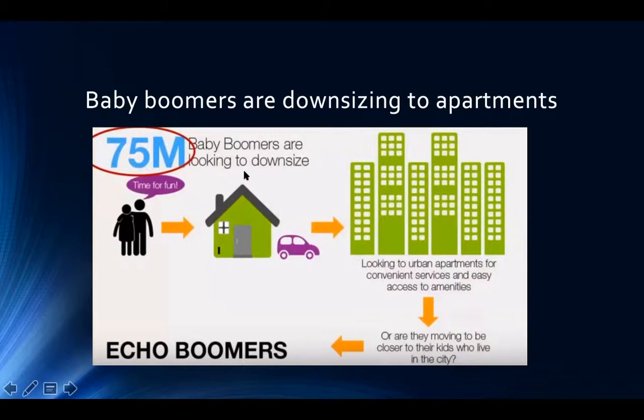This population is turning to apartments because they enjoy the conveniences and the amenities. They don't have to deal with the maintenance. They don't have to deal with a lot of sets of stairs if they don't want. They are being called echo boomers. And they like to move closer to their kids and where they can have amenities and conveniences. They are not looking to sit at home in a rocking chair.